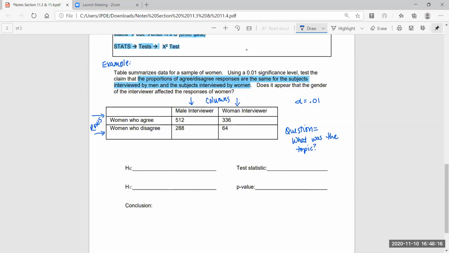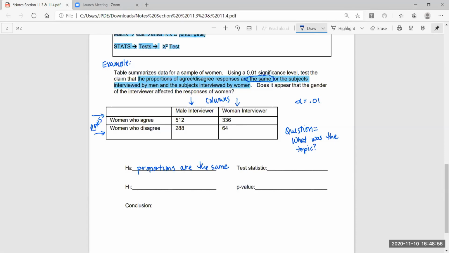When we write our hypothesis statements, our claim says the proportions of agree or disagree are the same. Well, the same means equal. So the claim is going to be in our H0, and we're going to say proportions are the same. You could also even say frequencies are the same, because how many are in each section, each cell of your matrix are the same. Proportions are the same.